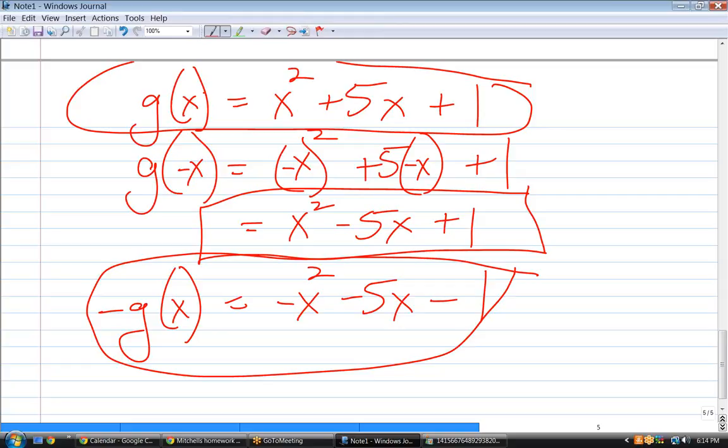So that's pretty much it in a nutshell. It's either g of x, or it's negative g of x, or it's neither. And that's how you're going to do every one of these problems.